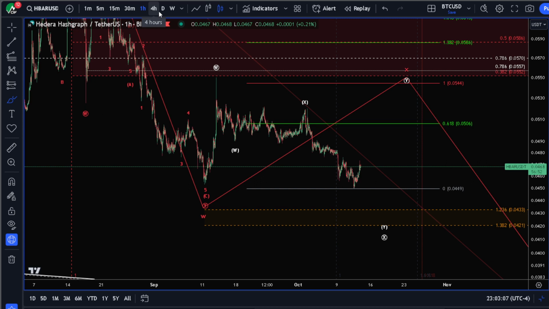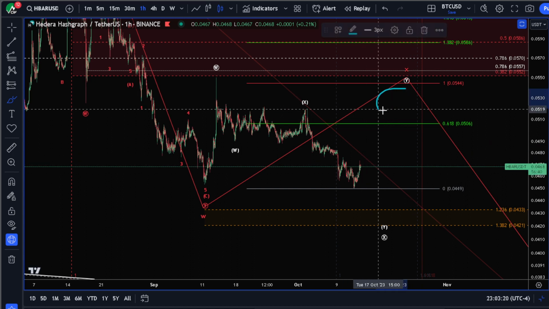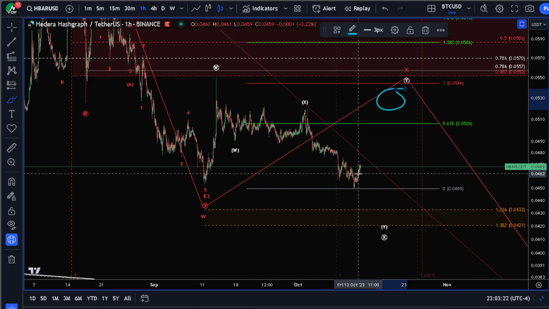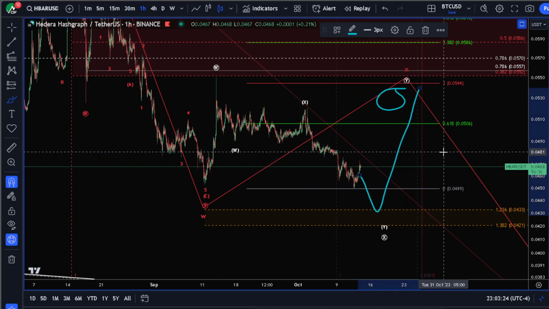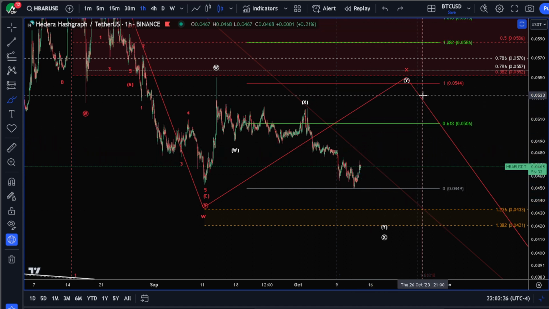So that's it for HBAR, guys. I wish I had a little more clear view for you, but until we get at least an impulse on the 15-minute level, I'm not interested in a long. Until we get up to this area, whether it's from now or one more low and come up, I'm not interested in a short. So neutral at the moment.